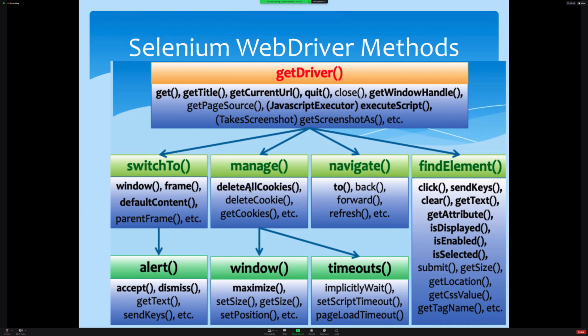Again, GetDriver dot manage dot window dot set size, and inside those parentheses we will have to provide some dimensions. So navigate, GetDriver, navigate to, back, forward, refresh. Those are the methods that we are going to use today. And the most important one for us will be GetDriver and find element. And inside those parentheses, we will have to provide our Selenium locator.